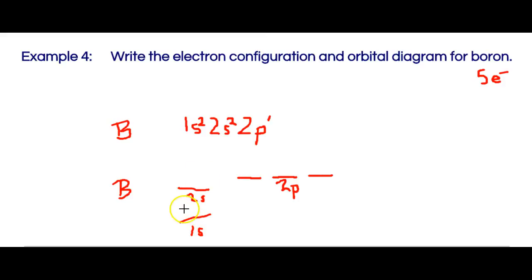And then fill accordingly. So here's my 1, 2, 3, 4, and then my 5th. Now, it doesn't really matter which of these you put it in. Just put it in the first one. That's typically what you'll see. And now what we're going to talk about is, what happens if there are more than just a single electron in that p subshell? How do we organize that?